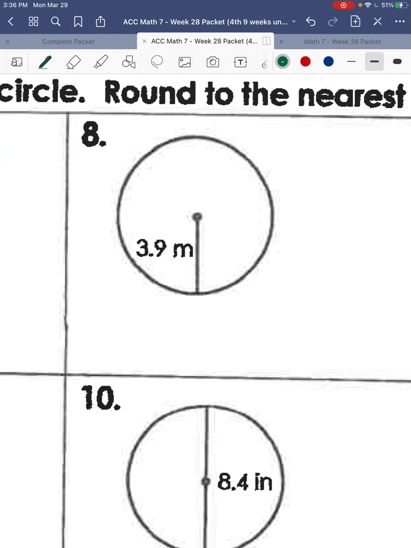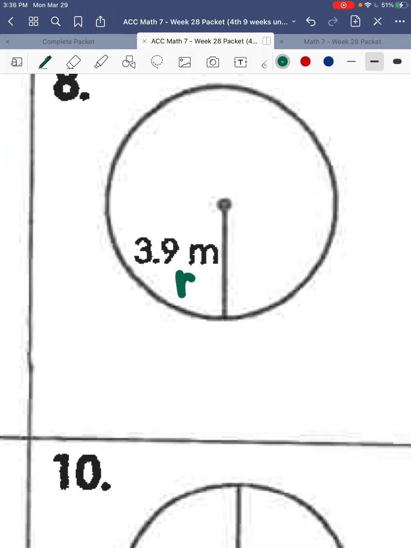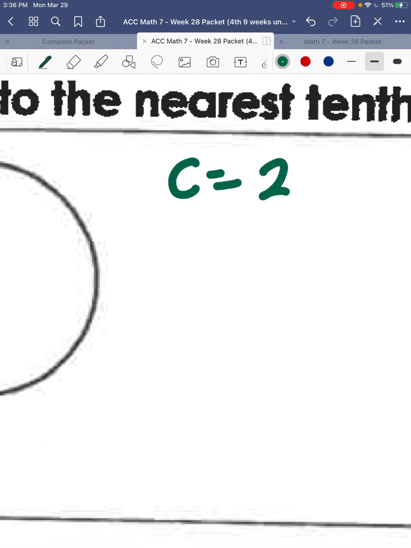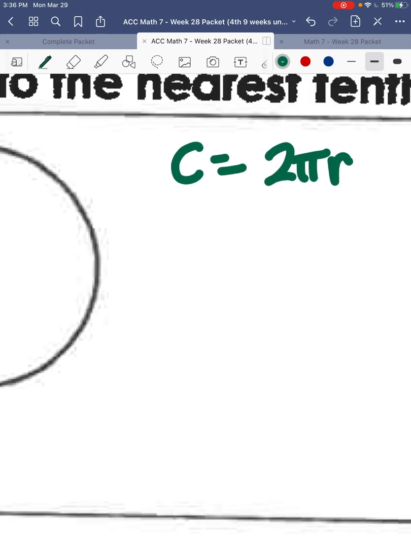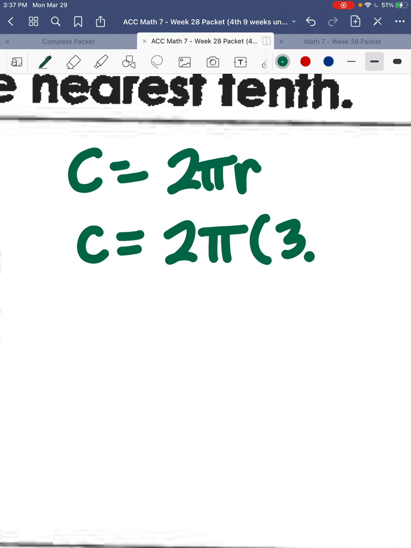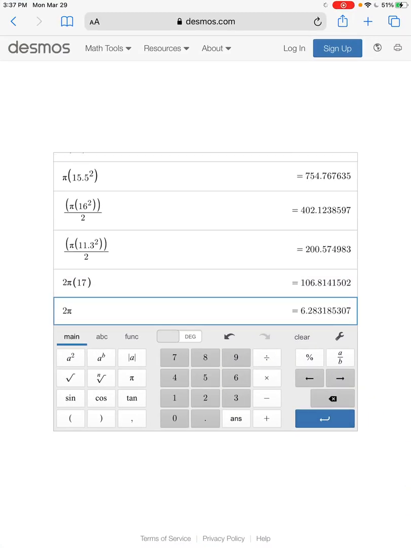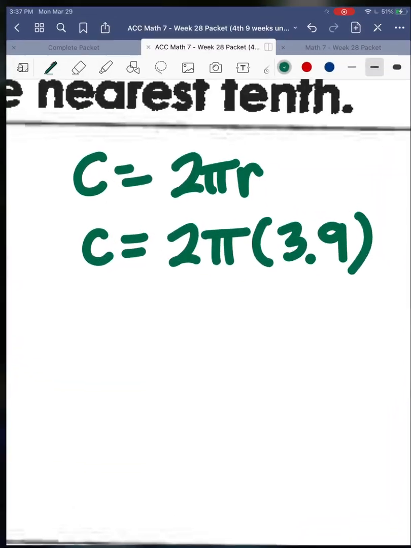Okay, let's look at number 8. Again, I'm given a radius. It doesn't go all the way across the circle, so this is a radius. So this is an example where I would use the formula C equals 2 times pi times r. So let's plug some things in. C equals 2 times pi times 3.9 for r. And I'm just going to put that into my calculator. So 2 times pi times 3.9, and we get 24.50. That 0 tells me I don't need to round up, so I'm going to leave it as 24.5.